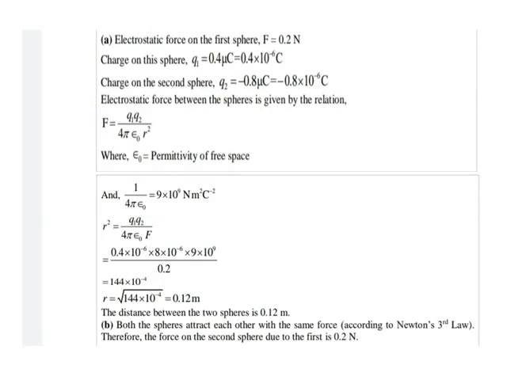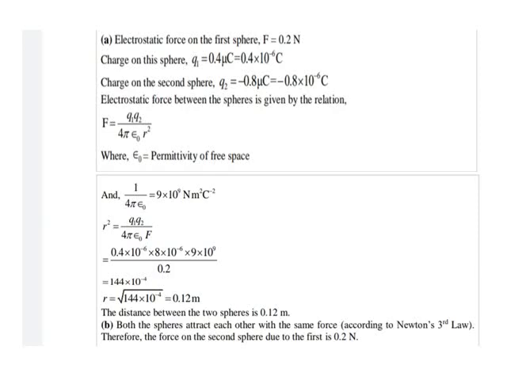According to the question, the force on the first sphere is 0.2 Newton and the charges are given in microcoulomb. So first convert micro into 10 raised to power minus 6. Then by using Coulomb's law formula, Q1 Q2 upon 4 pi epsilon naught r square, we know that the value of 1 by 4 pi epsilon naught in air is 9 into 10 raised to power 9 Newton meter square per coulomb square. So by putting all the values in this formula, you will get the value of r as 0.12 meter. That means the distance between the two spheres will be 0.12 meter.